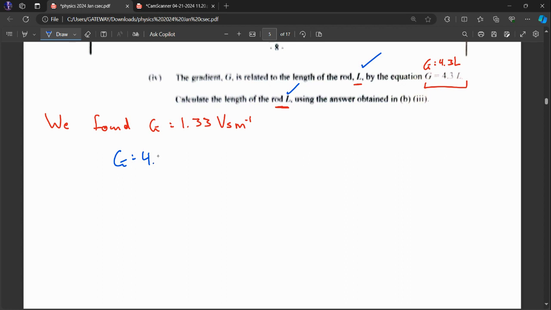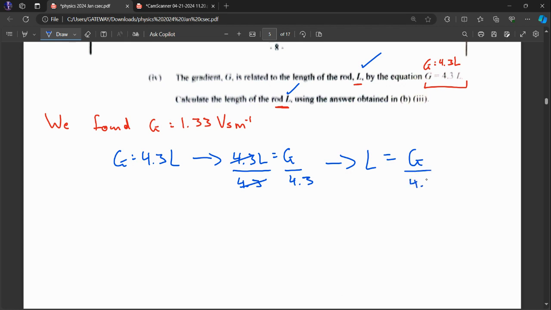So you just make L the subject of the formula. If you know G is equal to 4.3 L, this is the same thing as 4.3 L is equal to G. Now you have 4.3 in front of L, but you just want L on the left hand side. So you can divide both sides by 4.3. The number in front of L will cancel off. So what you will end up with is L is equal to G all over 4.3.